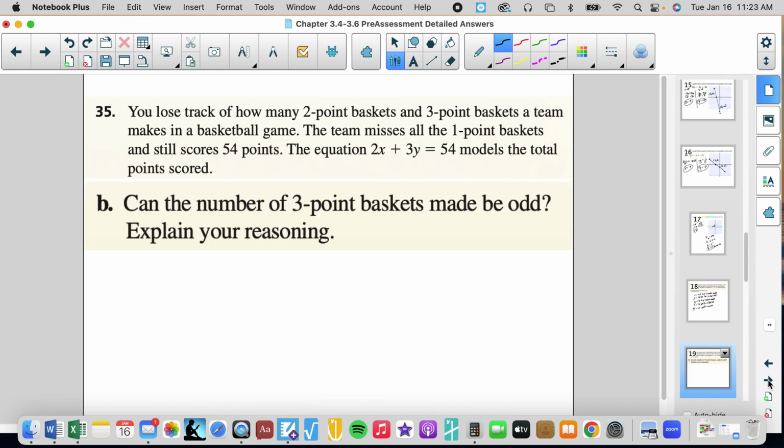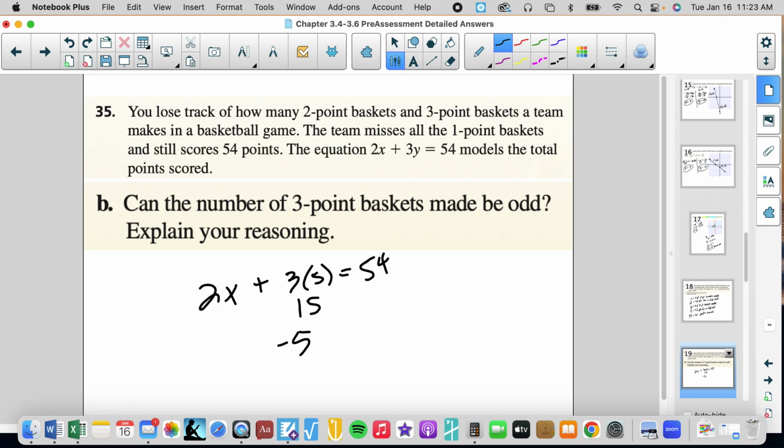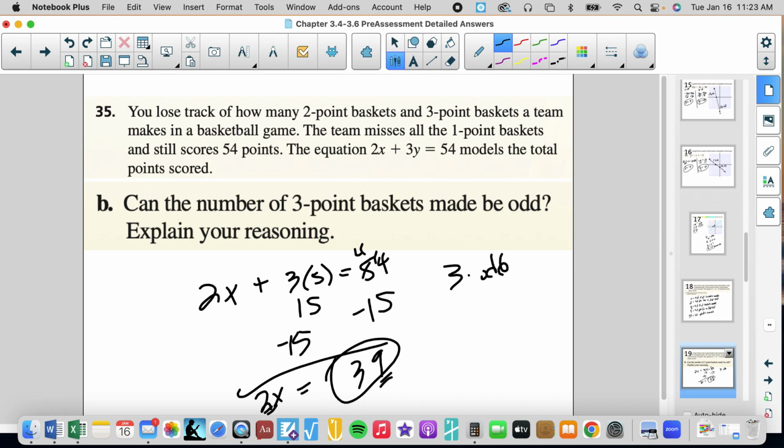I like that. Can the number of 3-point baskets made be odd? So give me an odd number. That's 15 equals 54. And what we would do is we would subtract 15. And the issue here is you have 39 needs to equal the number of 2-point baskets made. And we know that you can make an infinite number. No number of 2-point baskets will ever produce an odd number. So can the number of 3-point baskets made be odd? No, because 3 times an odd number is never going to leave us with an even number of points left. So the answer is no, it cannot.